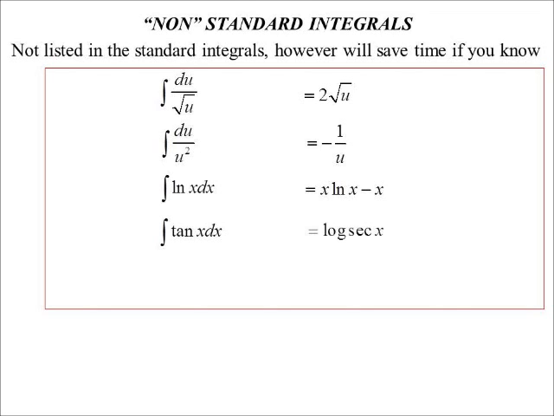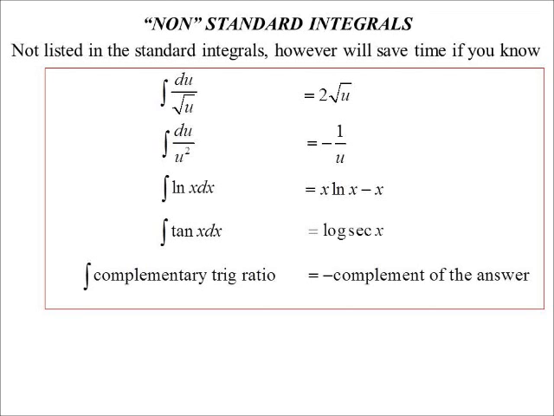And the integral of tan x, that's the one that's missing from our trig integrals, turns out to be the log of sec x. Remember, because we could rewrite tan as sine on cos, we end up with the log function. So log of sec. And the other idea I mentioned when we were doing trig is if you want to find the integral of a complementary trig ratio, then the answer will be minus the complement of the answer. So what do I mean by that?